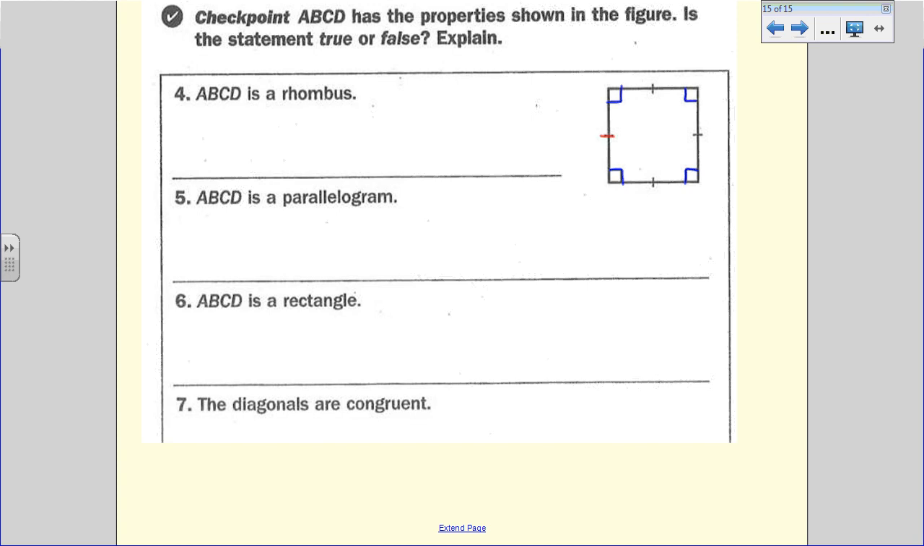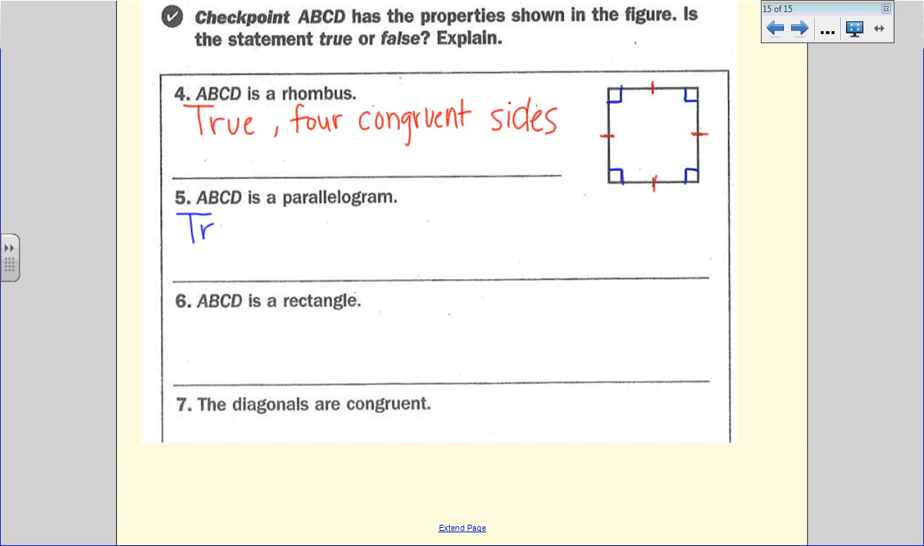And because each of the 4 sides only has 1 tick mark on it, that means all 4 sides are congruent. So is the statement true or false? ABCD is a rhombus. I'm going to say true and explain why. It has 4 congruent sides, and that's all I have to be able to find in order to call a quadrilateral a rhombus: 4 congruent sides.